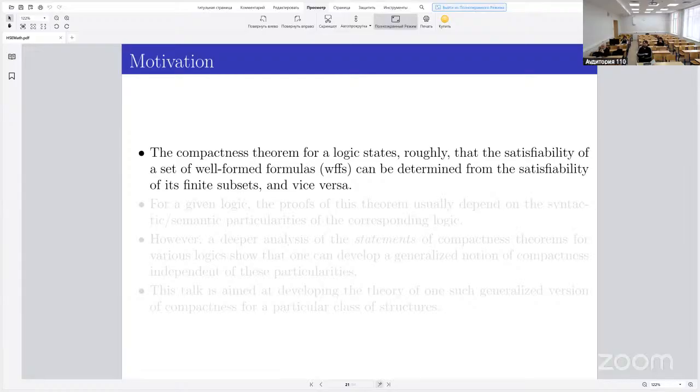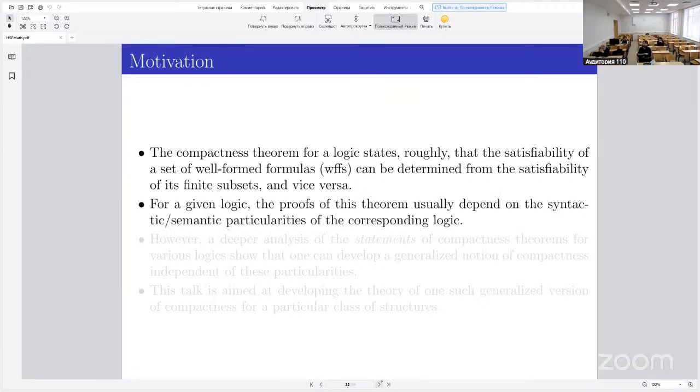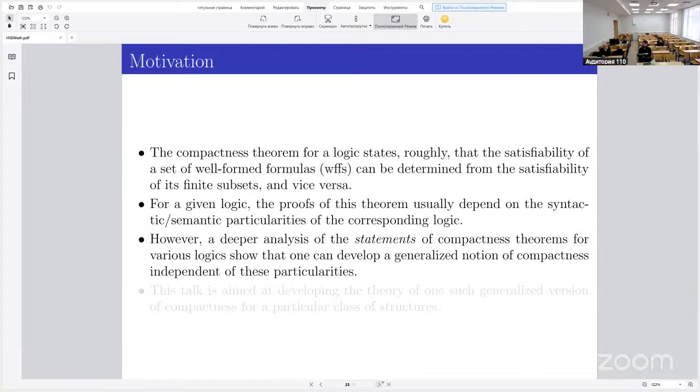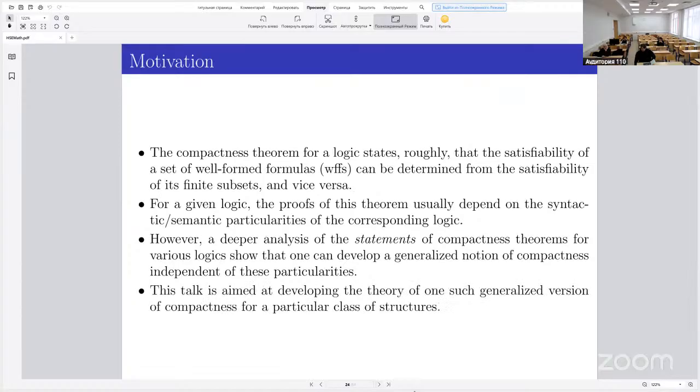The compactness theorem for a logic states roughly that the satisfiability of a set of well-formed formulas can be determined from the satisfiability of its finite subsets and vice versa. For a given logic, the proofs of this theorem usually depend on the syntactic and semantic particularities of the corresponding logic. I think that is what we feel when we see the presentations of the compactness theorem. However, a deeper analysis of the statements of compactness theorems for various logics shows that one can develop a generalized notion of compactness independent of these particularities. This talk is aimed at developing the theory of one such generalized notion of compactness for a particular class of structures, which I call normal abstract model structures.